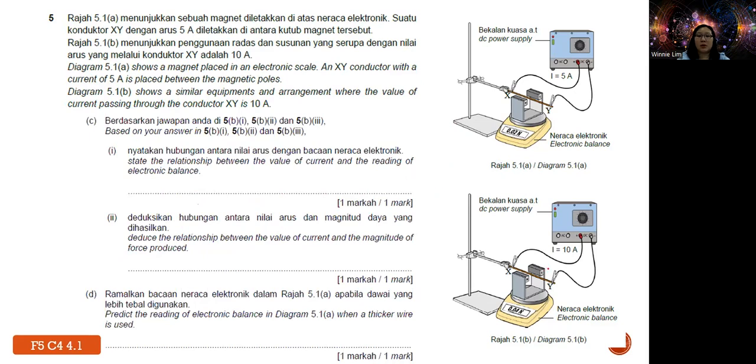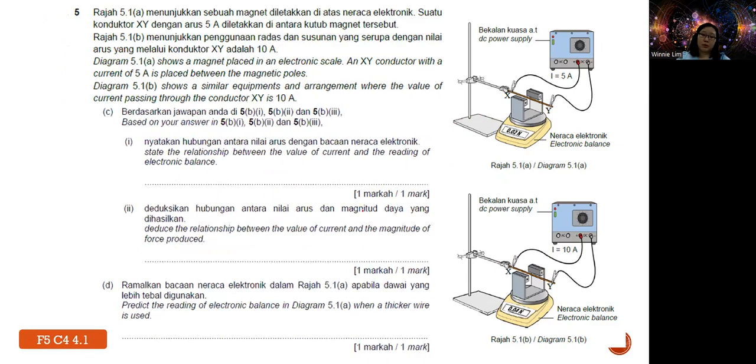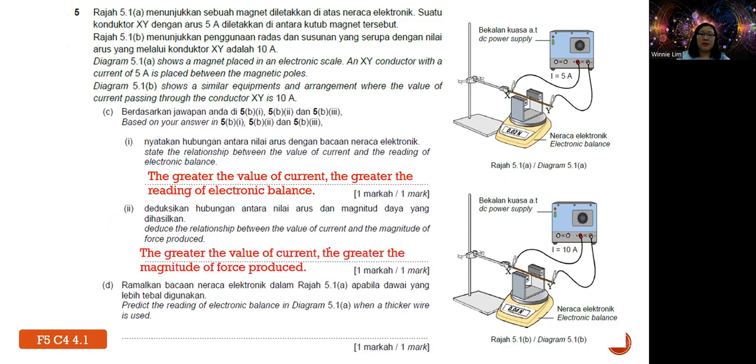So based on your answer now, state the relationship. So as you can see, everything in 5.1a is smaller, right? So you can have the relationship: when the current increases, the electronic balance reading also increases, or you can use the term directly proportional. Okay, same goes for part 2. Deduce the relationship between current and force. Same thing, the greater the value of current, the greater the magnitude of force.